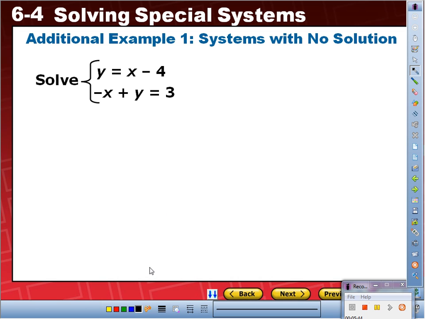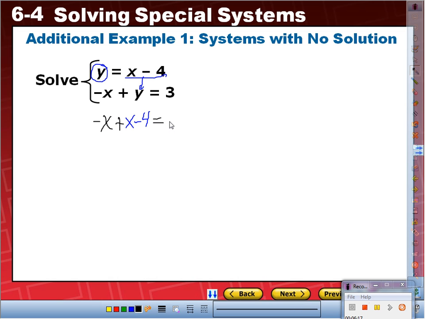So first of all, looking at it, which method will be the easiest to use to solve that system? Substitution. Why? Because this one's already solved for y. What is y? x minus 4. So on the second equation, I'm going to substitute this in here. So this is x minus 4. I bring everything else down, the plus, the negative x, the equals, and the 3.